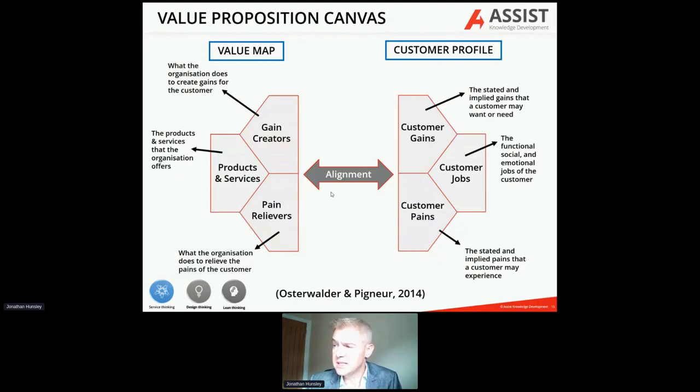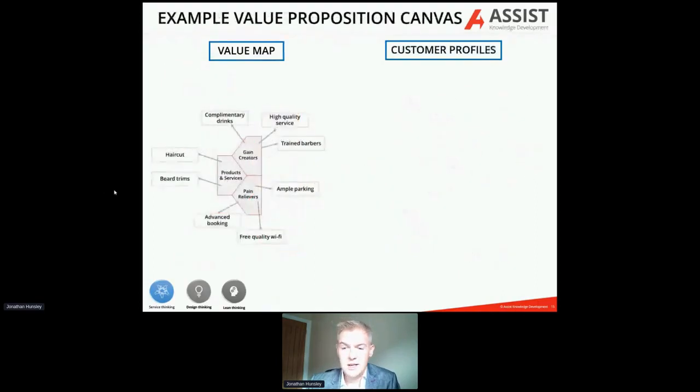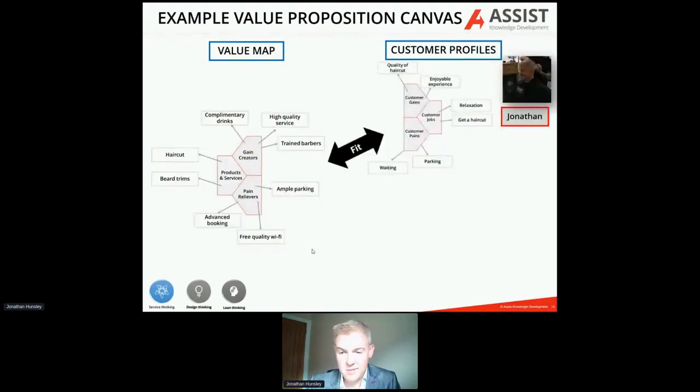And so just taking this one a little bit further, if we take a look at the value map for the barbershop, you can see a variety of different things on there: the complimentary drinks, the high quality service, and parking for those that are driving to the barbershop like myself, the free quality Wi-Fi. If you look at what it is that I'm looking for, we're using the persona technique here, but we're using a lens. We're applying a customer profile, and you can see that I want to relax. I want to get a haircut. I don't like waiting. I've mentioned I'm time poor already, and the parking's an issue for me.